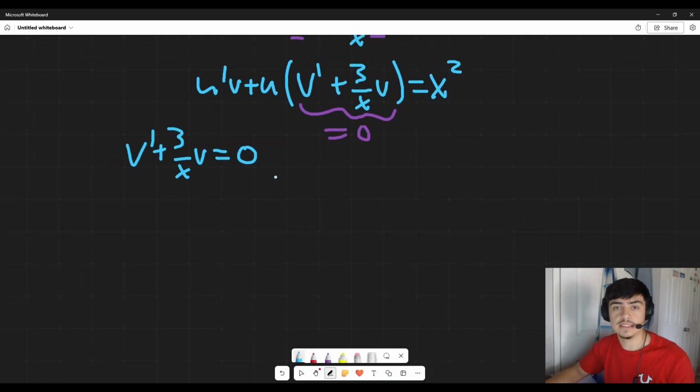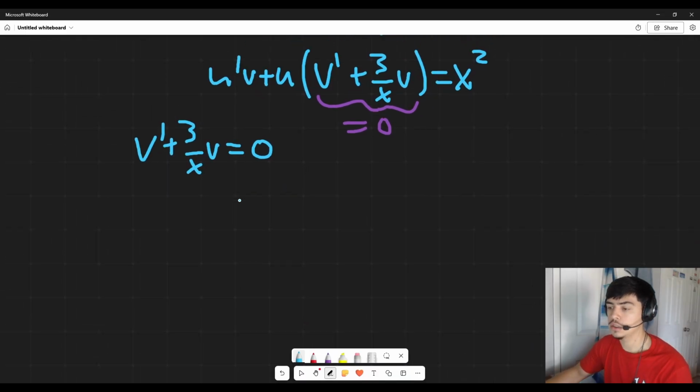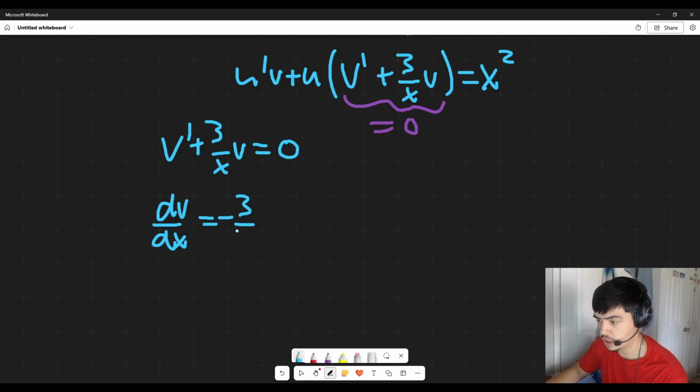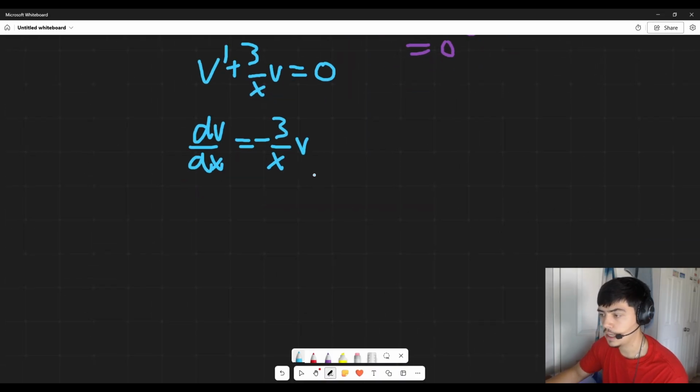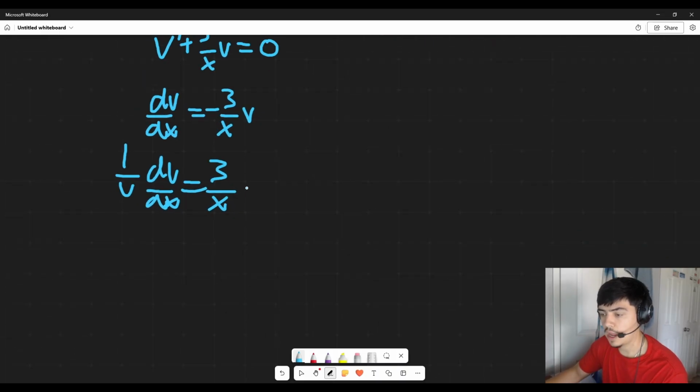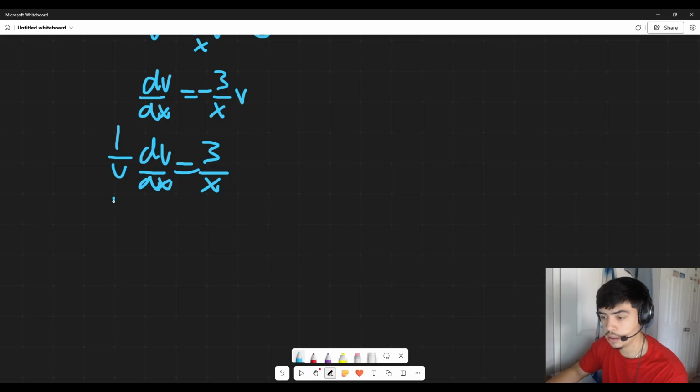Now, we can recognize this as a separable differential equation, which is the most basic of differential equations that we know how to solve already. So we can just straight up solve this. So we have dv over dx, since that's what v prime is. We're going to move this to the other side, so subtract 3 over x times v. Now we can divide by v on both sides. Right? And now get the dx on the other side. So we have 1 over v times dv equals, so we have this negative still, negative 3 over x dx.